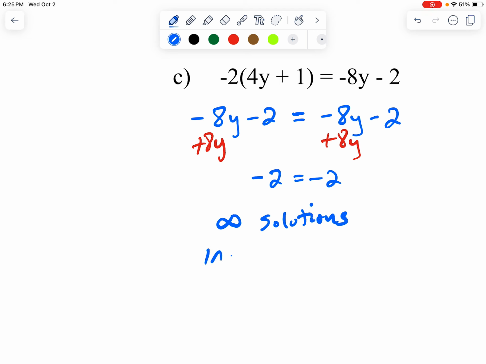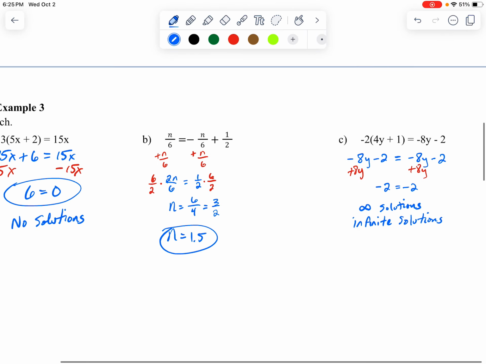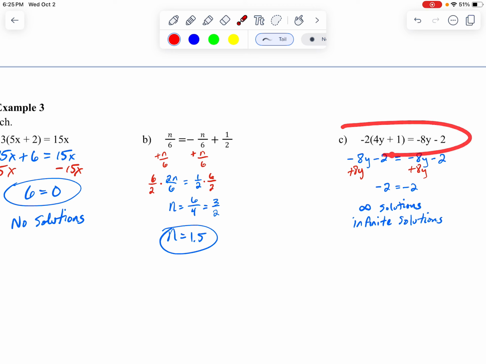Okay. Or if you want to write it out, that's fine. Infinite solutions. And what that means is that no matter what number I plug in for y, this equation is always going to be true. Okay, so if I let y equal 1, then the equation will be true. If I let it equal 2, it'll be true. Any number I plug in for y will be true. That's why we have infinitely many solutions.